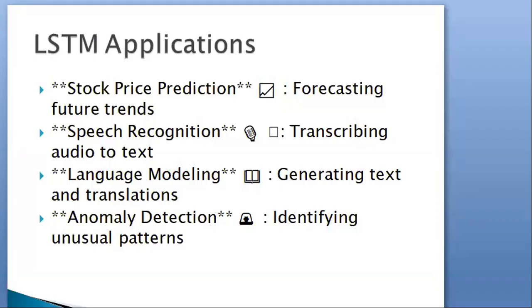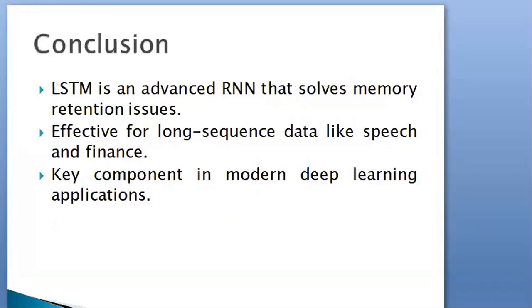Okay. Now, what is the conclusion? That LSTM is an advanced version of the RNN, and it solves the memory retention issues, and it is effective for long sequence data. Okay, that is required for speech and for finance use cases, and it is a key component in modern deep learning applications. Researchers are also developing various variants of the LSTM for increasing the accuracy.